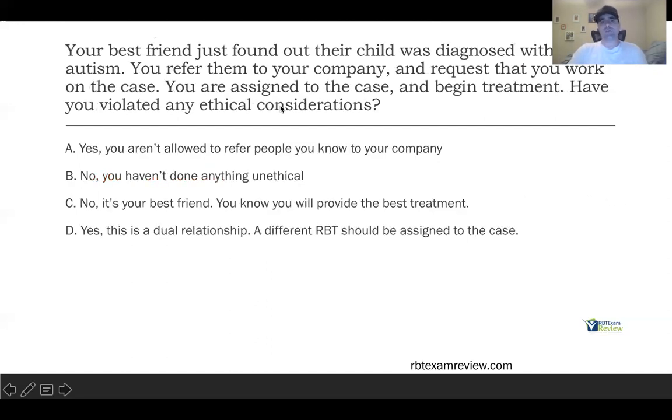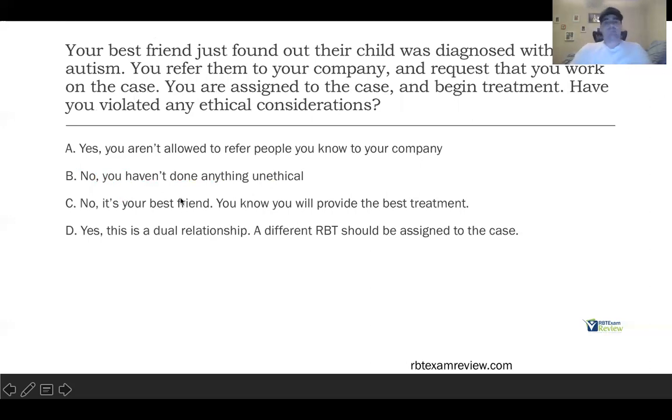All right, your best friend just found out their child was diagnosed with autism. You refer them to your company and request that you work on the case. You are assigned to the case and begin treatment. Have you violated any ethical considerations? So you're trying to do the right thing, trying to help out your best friend, okay? So you refer them to your company and you say, I want to be on the case because I want to provide treatment because I know I'll give the best treatment. Have you done anything wrong?